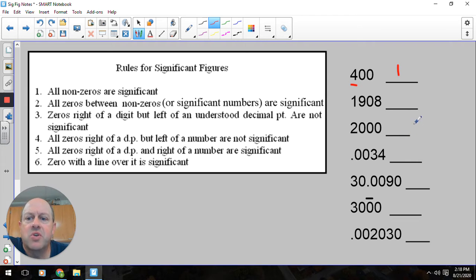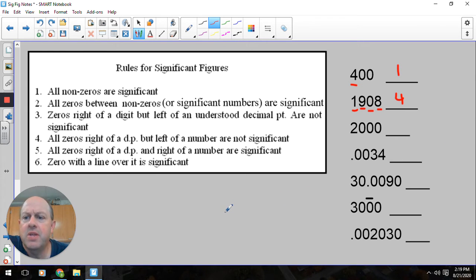Our second rule is all zeros between non-zeros, or significant numbers, are significant. So here we have the number 1,908. We have a non-zero, a non-zero, a non-zero. So those are all good, which means this zero sandwiched in between them is also significant. That means that number would have 4 significant figures in it.